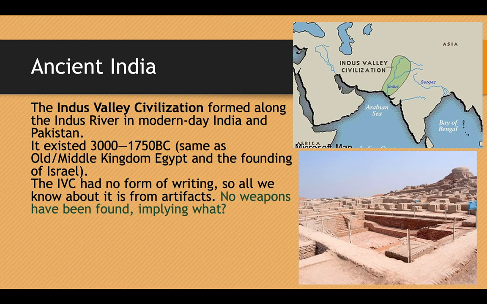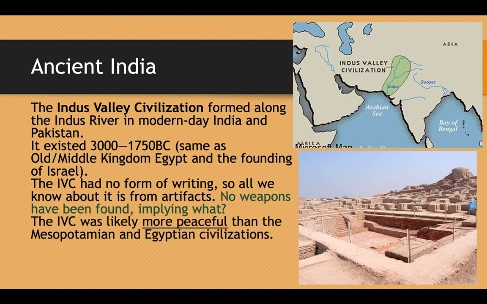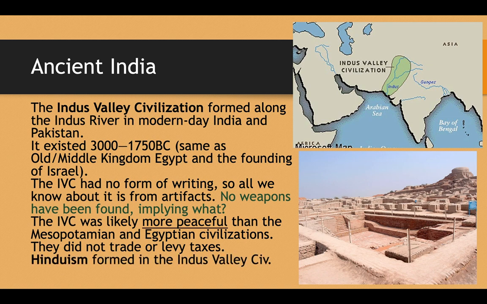For example, no weapons have been found in any of the excavated cities that we've dug in the Indus Valley Civilization, and this can imply that it was likely more peaceful than the Mesopotamian or Egyptian civilizations, which had used bronze and metal, and before that stone, to make weapons to fight with each other. The Indus Valley Civilization also did not trade. They were pretty isolated. They did not levy taxes on their people. The government did not do that.